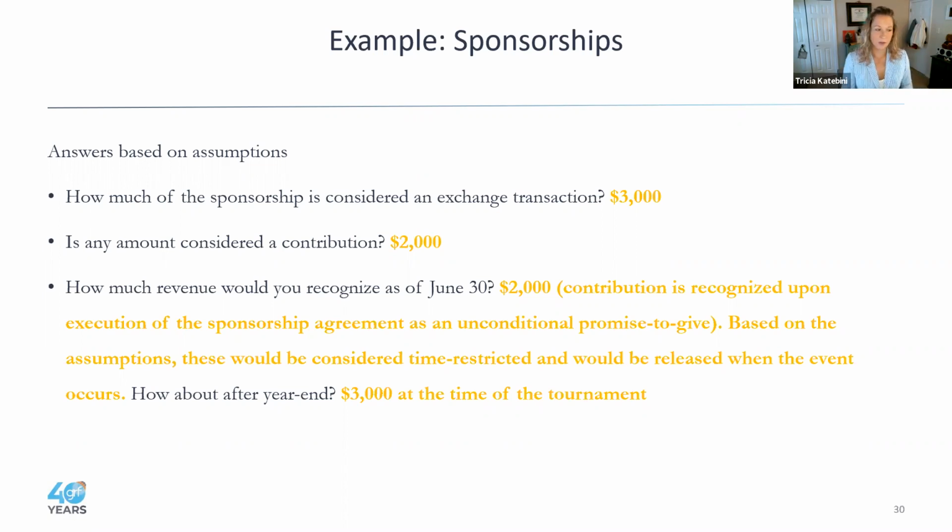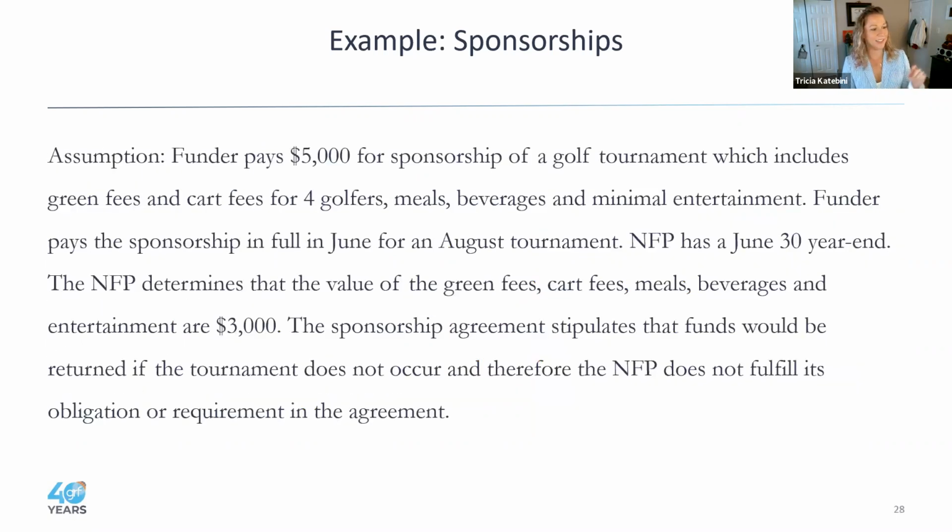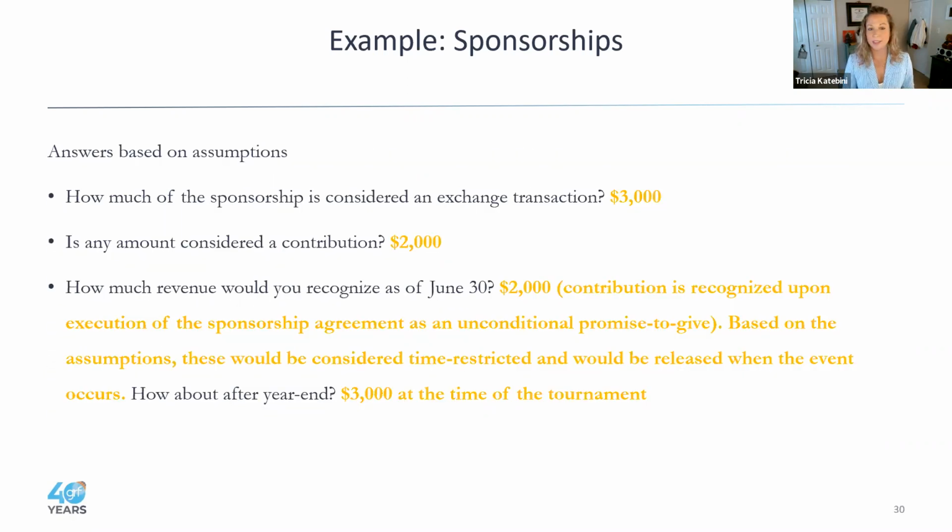When we think about the revenue recognition piece, this nonprofit is a June 30 year end. And again, if you remember from the example, we had talked about the tournament not actually occurring until August. So upon receipt, because we've determined that there's a $2,000 contribution here, this is actually an error because there is a repayment agreement. I apologize on this. It's actually what we would consider to be a conditional promise to give. So from that standpoint, we would consider this to actually be a refundable advance, and you would not be able to recognize that revenue until the event occurs.